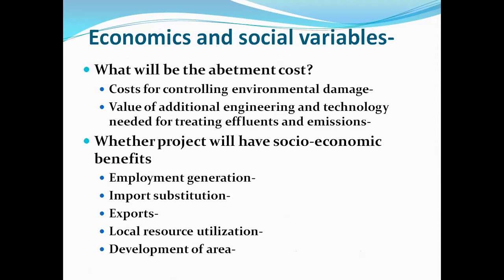Then nowadays every firm is talking about the economic and social variables, that is called abatement cost. Abatement cost is the cost for controlling environmental damage. So the value of additional engineering and technology needed for treating the effluents and emissions. If such expected pollution is there, then you have to take care of this abatement. Even plastic is also causing pollution.